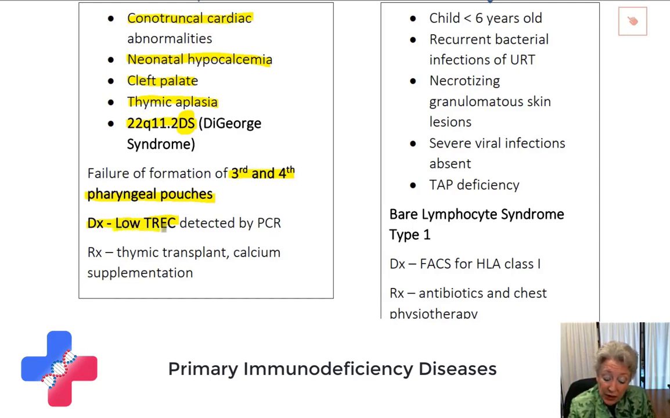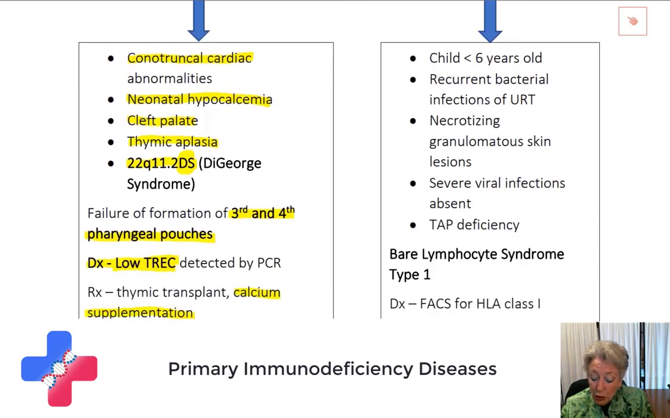Because if my T cells are not going through VDJ recombination as they should in development, then I would have lower numbers of those excision circles, and it indicates that I've got a deficiency on that arm. Calcium supplementation, because of the issue with the parathyroids, is often necessary. Thymic transplant has been done, but depending on the size of the deletion, these can be lethal mutations.